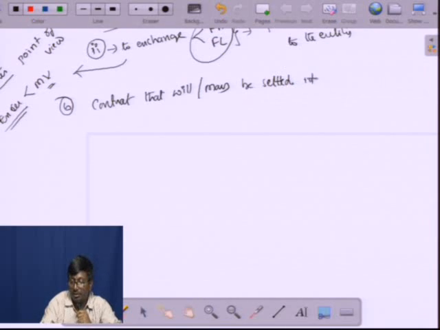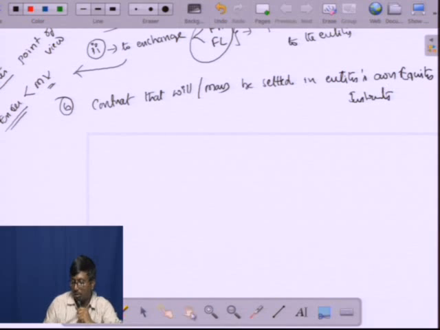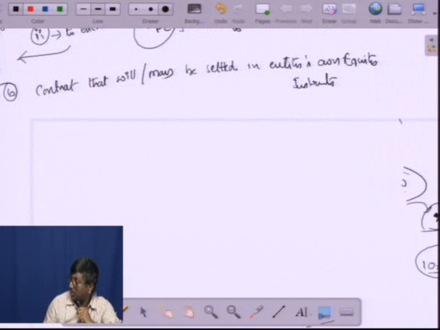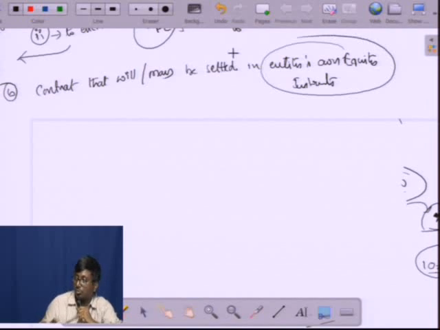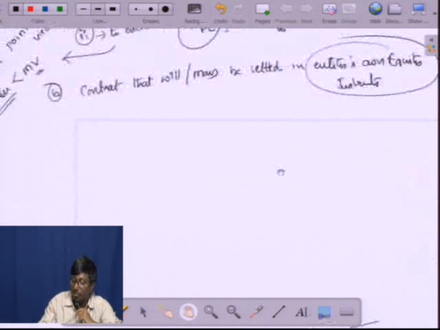Settled in entities' own equity instruments. Listen, how are you settling it? By issuing your own equity instrument. Is there anything wrong in this? Nothing wrong. I can issue my equity shares. I cannot purchase my own equity shares. Issuing is always welcome. Nothing wrong. What is this?